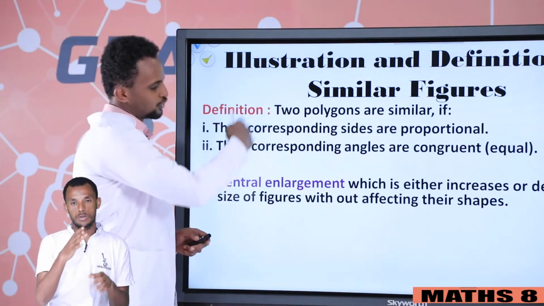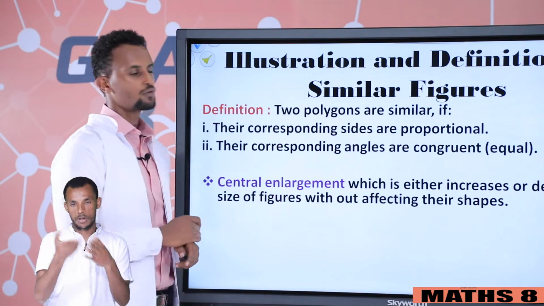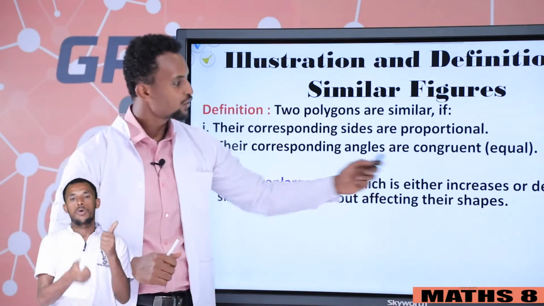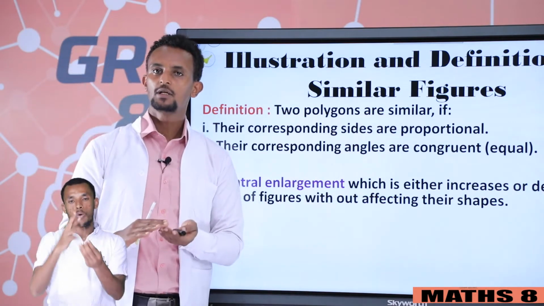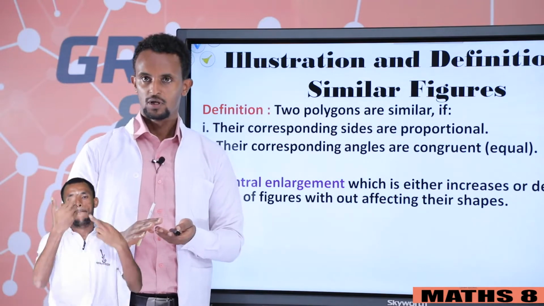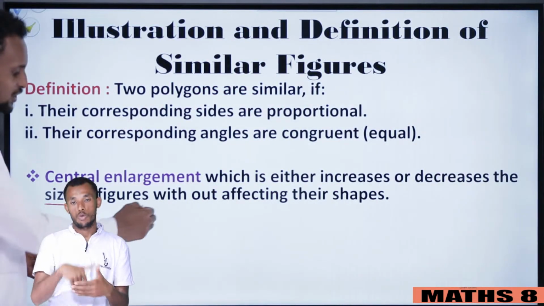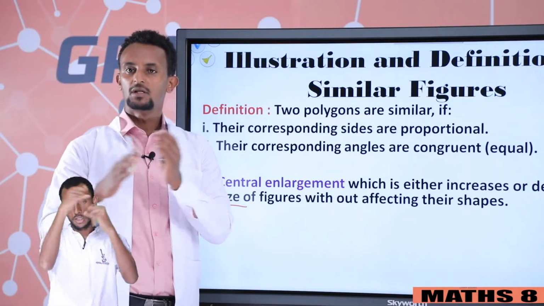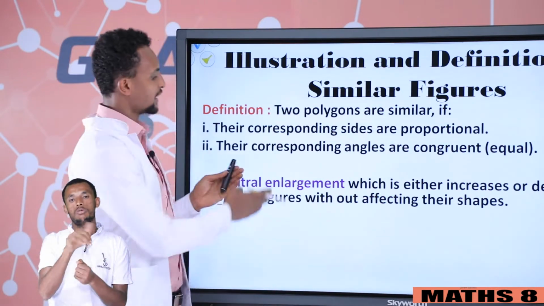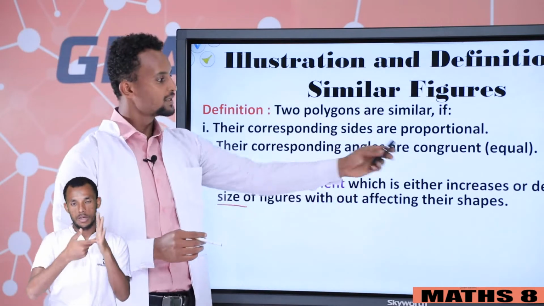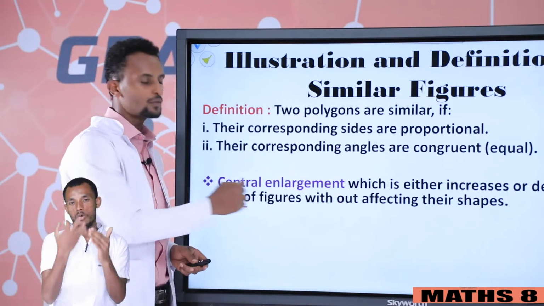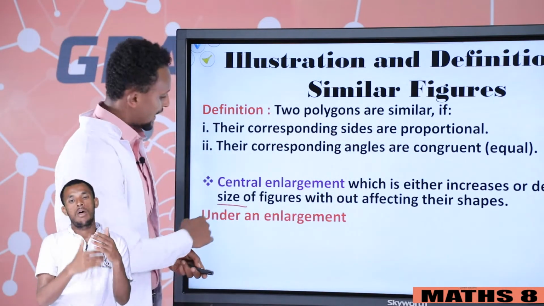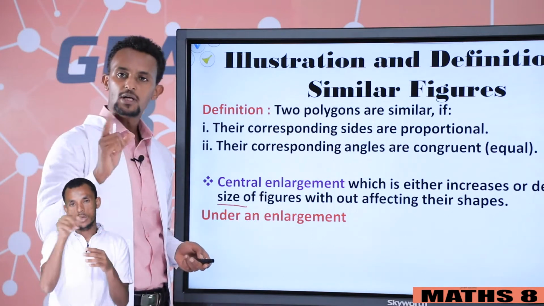To check this, first let's see a central enlargement. Central enlargement means either increasing or decreasing with the same ratio, without changing the shape. If the shape is changed, it's not similar. So, in the case of central enlargement, we either increase or decrease the size of the figure without affecting its shape. Under an enlargement, there are 3 cases.